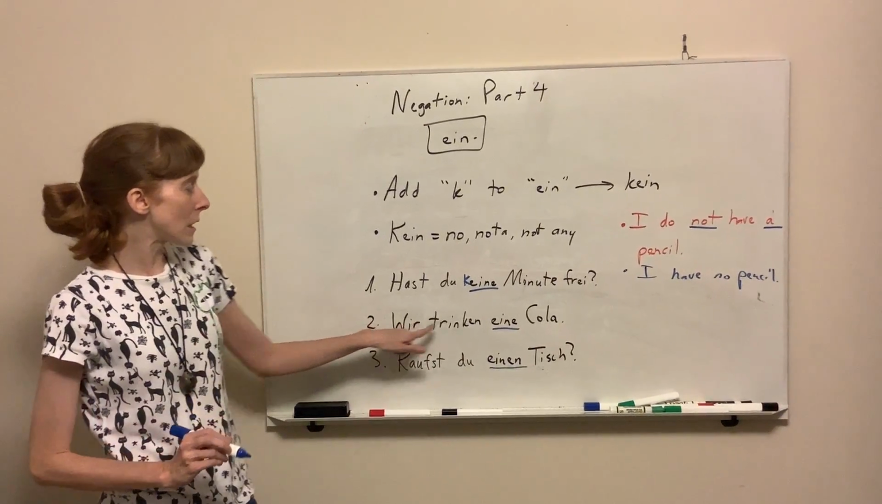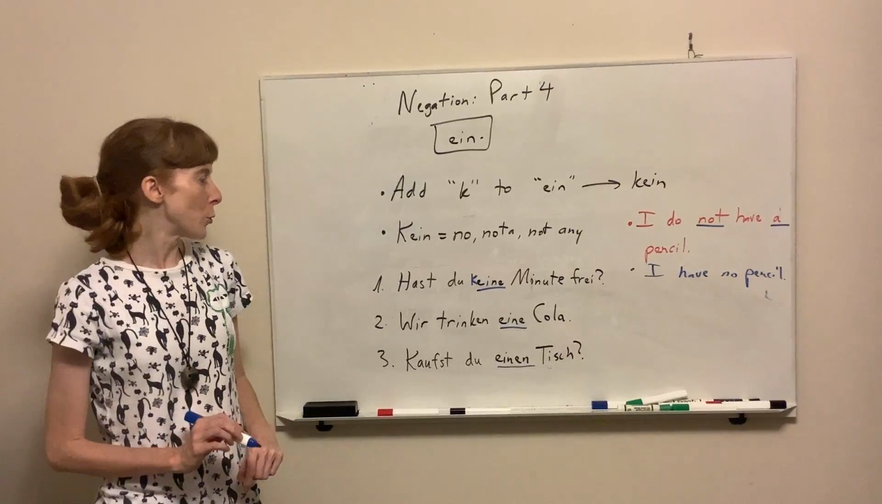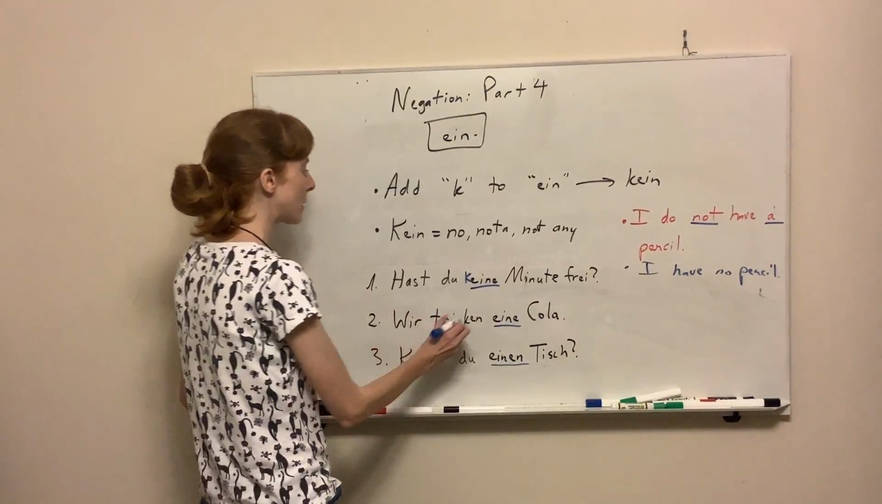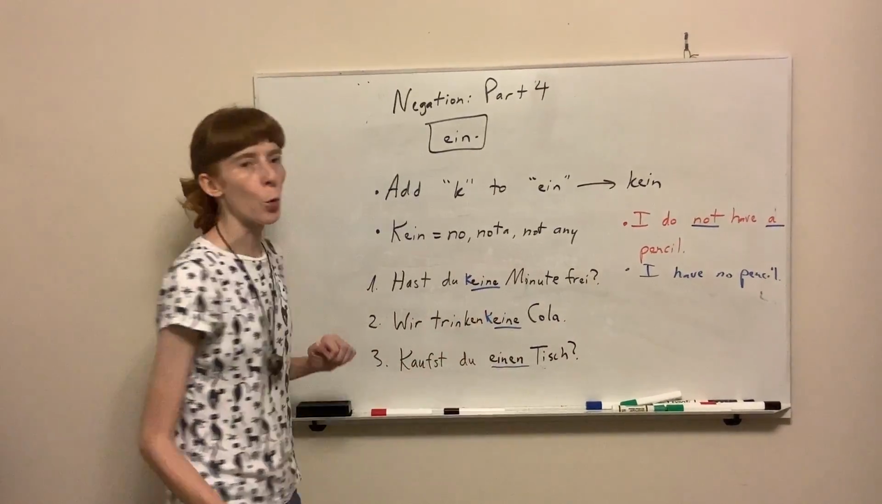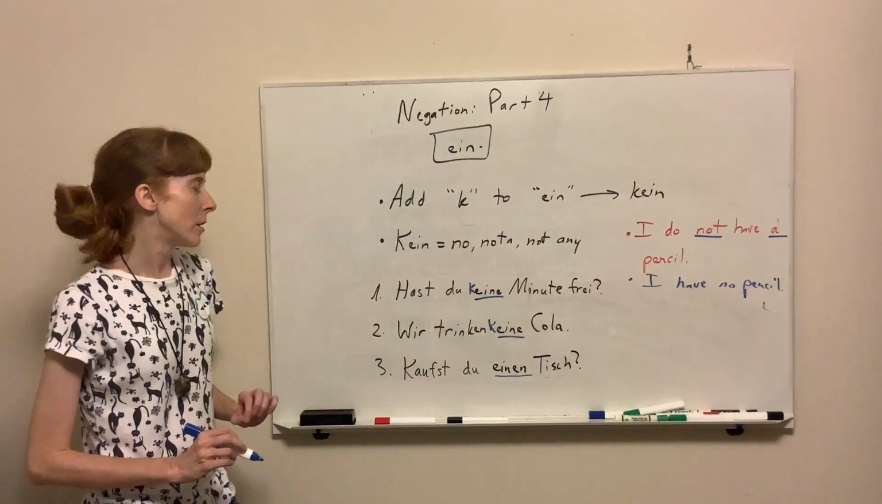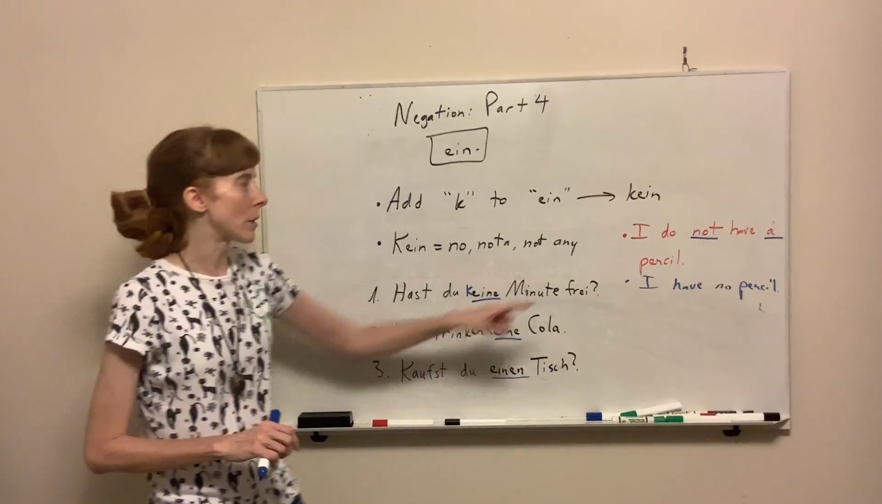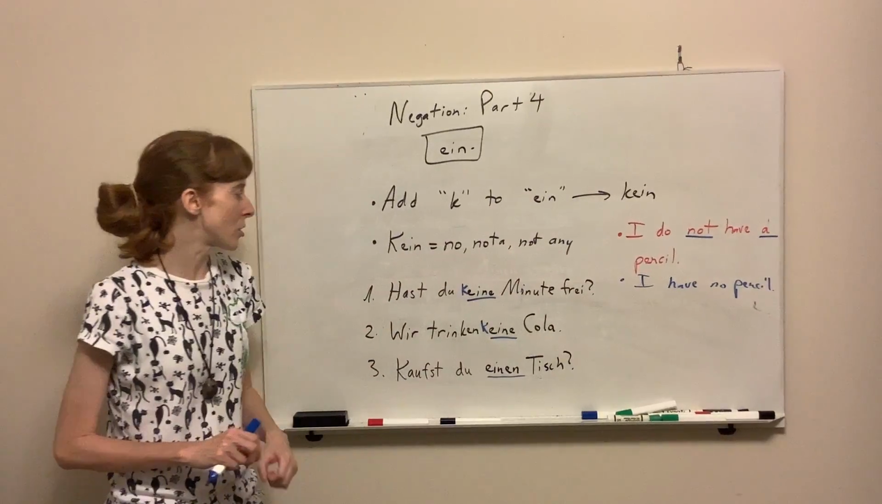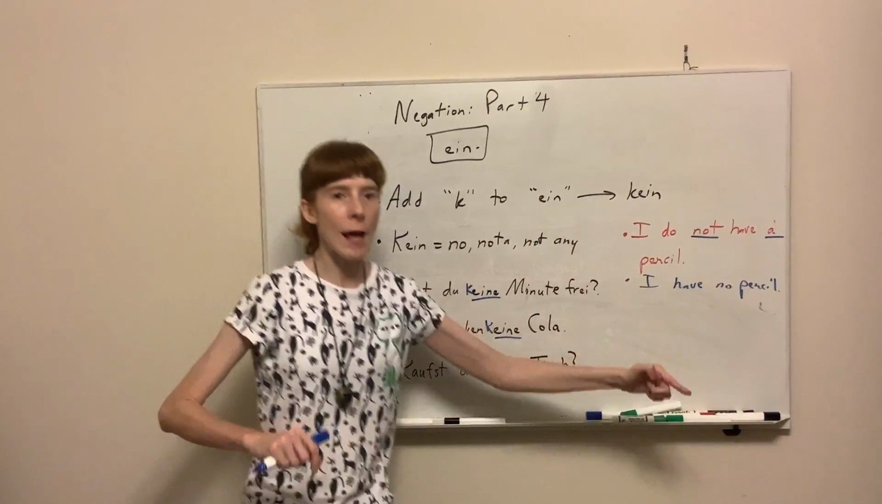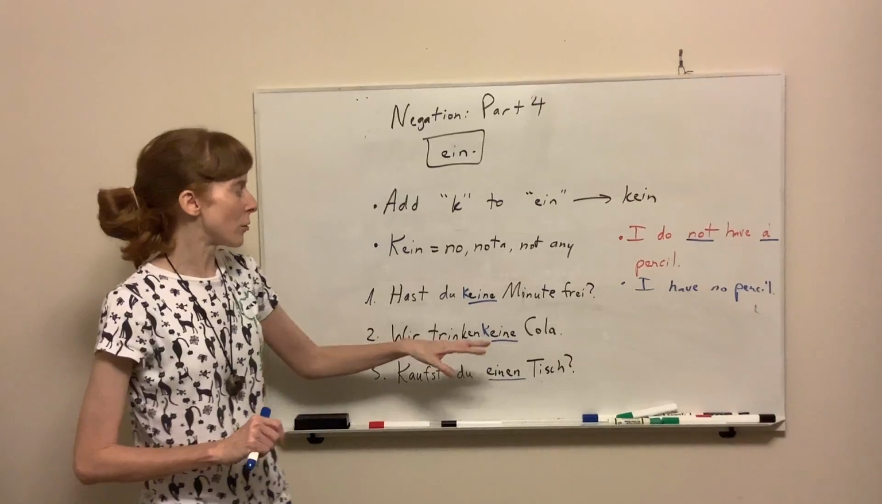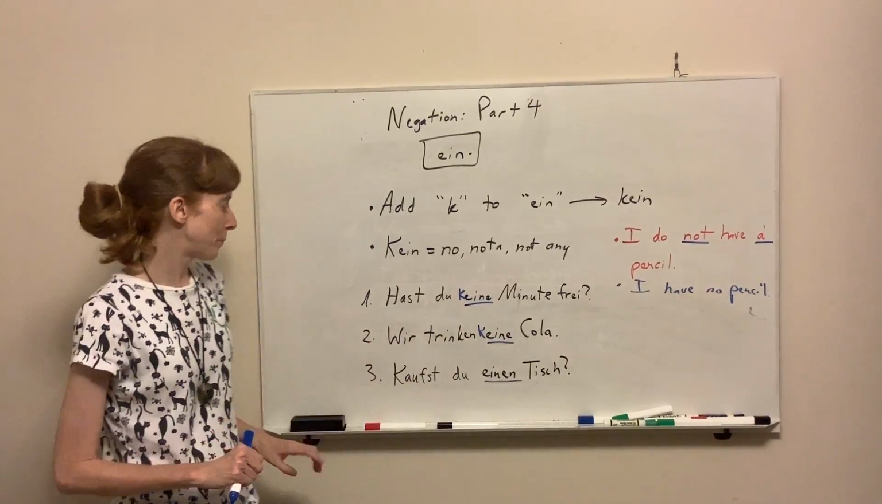Nummer zwei, wir trinken eine Cola. We're drinking a Coke. Wir trinken keine Cola. We're drinking no Coke. Or I guess we could put it in kind of very complex English: we are not drinking a Coke. But a little bit easier if you rephrase to we drink no Coke.